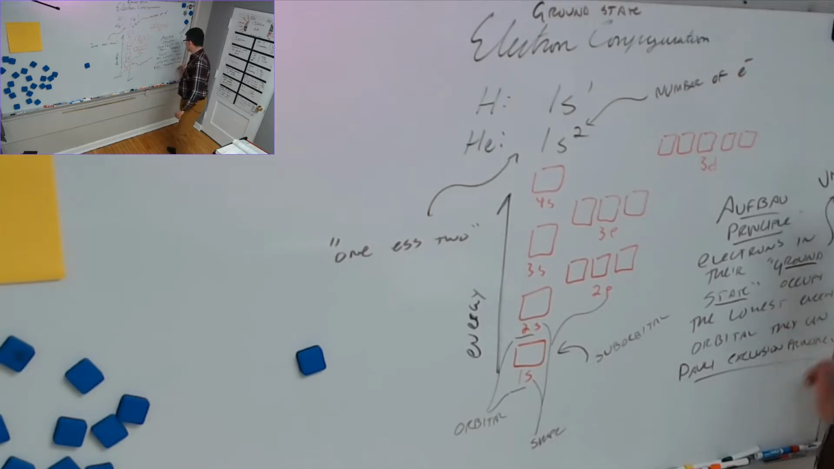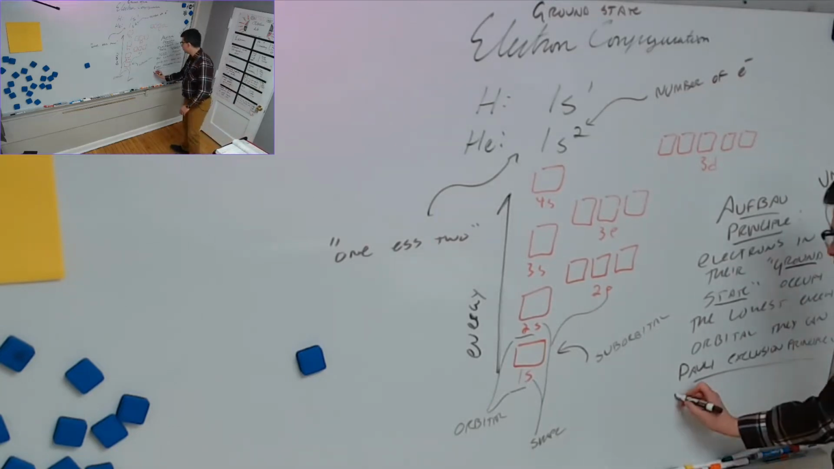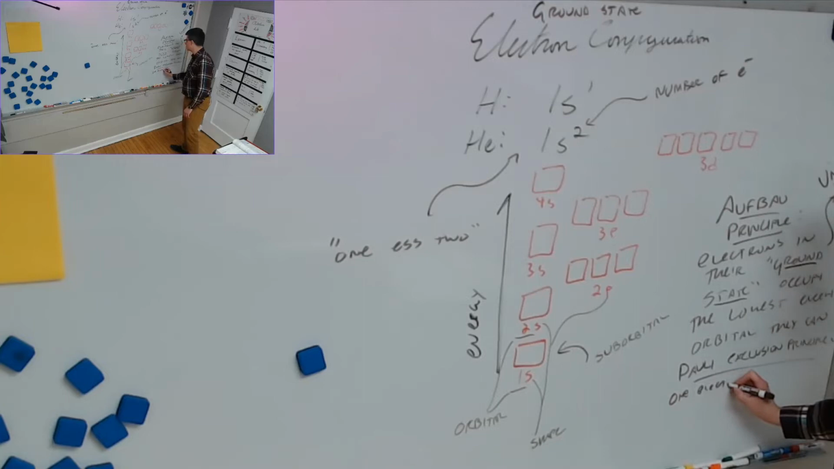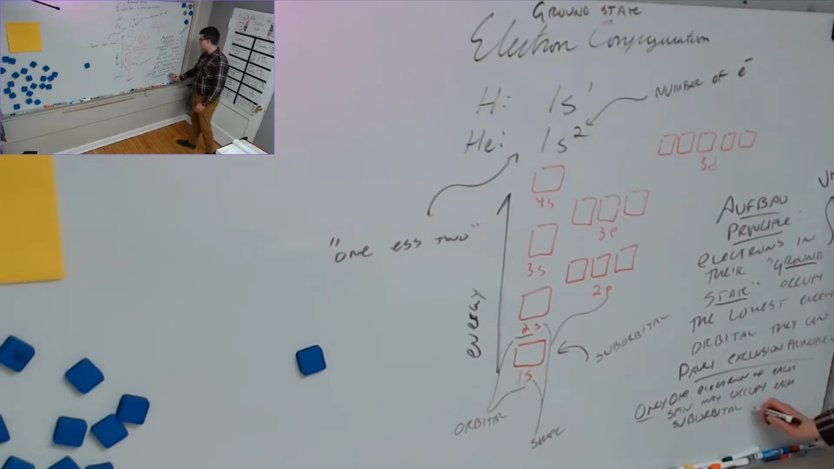The Pauli exclusion principle tells us that only one electron of each spin may occupy each suborbital. I'm going to be more specific here. Only one electron of each spin may occupy each suborbital. What are the spins of an electron? I'm going to tell you. Up and down. Those are the 2 spins of an electron.